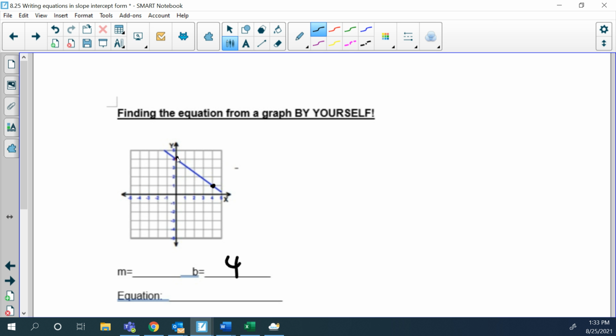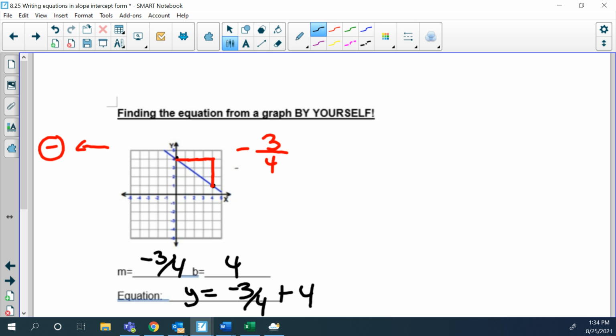So let's draw my triangle. Again, I'm going to start with the lowest point, which is this one here. So I'm going to do my rise: 1, 2, 3. So my rise is 3. And my run now, I'm going to the left: 1, 2, 3, 4. Because I went to the left, my slope is going to be negative. So that's going to be negative 3/4. And so my equation now is going to be y is equal to negative 3/4 x plus 4.